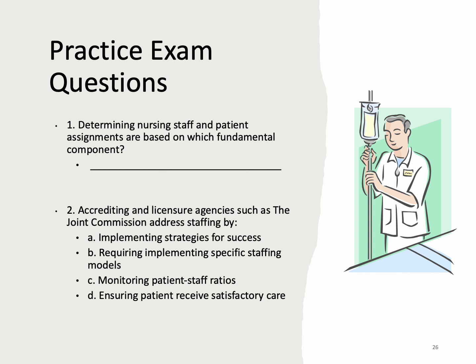Here are some questions that you could pause the video before continuing on and try to answer them on your own. So for number one, determining nursing staff and patient assignments are based on which fundamental component? That would be acuity levels. And two, accrediting and licensure agencies such as the Joint Commission address staffing by D, ensuring patient receives satisfactory care.